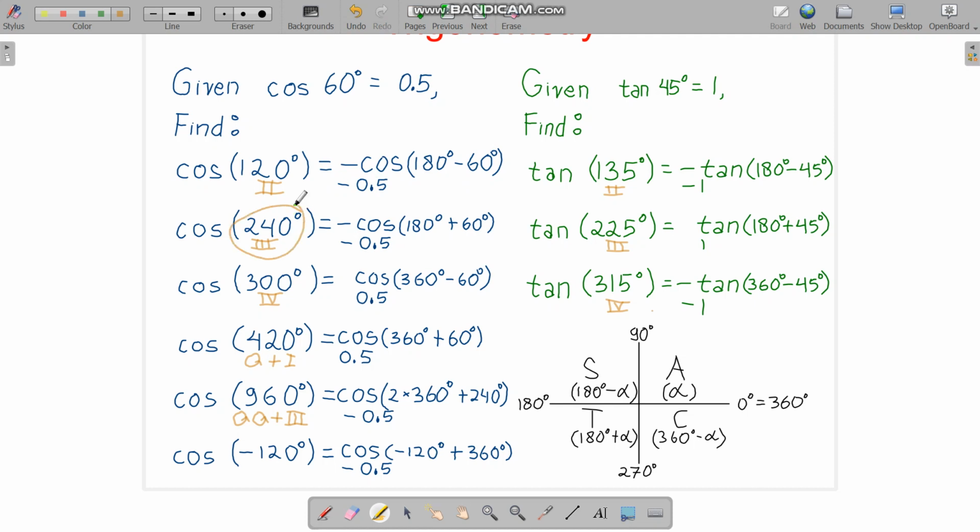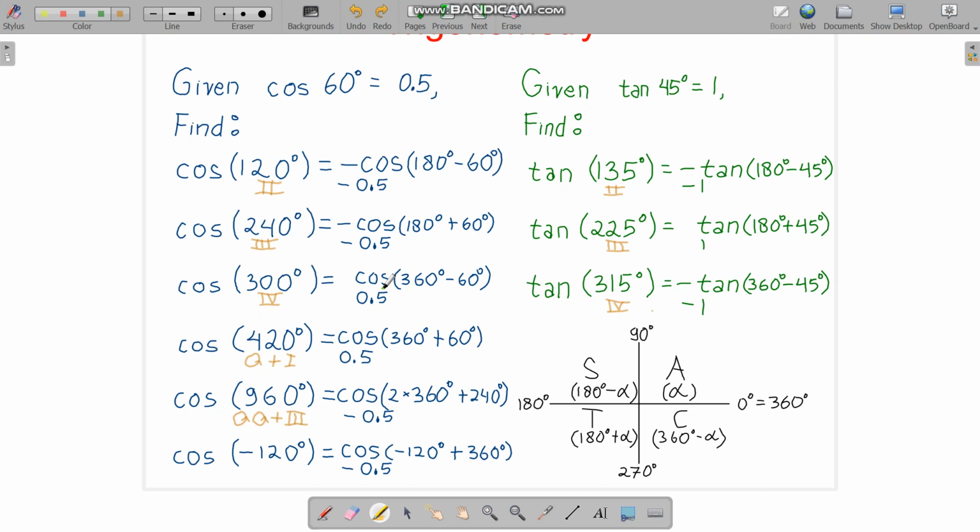240 is in the third quadrant, the base angle 60 degrees. Cos is negative in the third quadrant, so it is minus 0.5. 300 degrees, base angle 60 degrees, is in the fourth quadrant, so this is positive, cos positive.